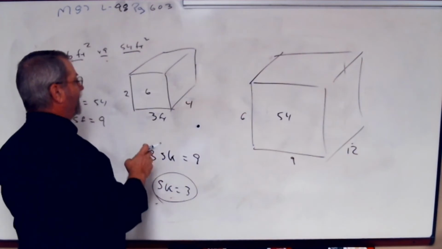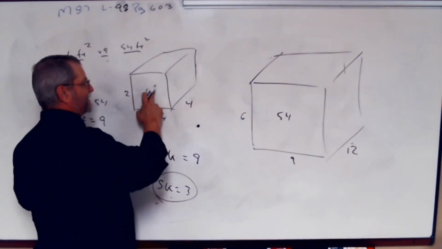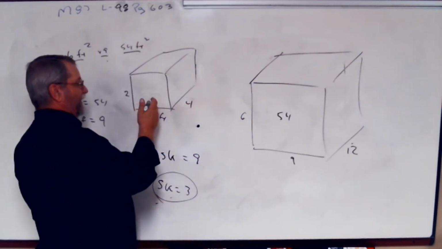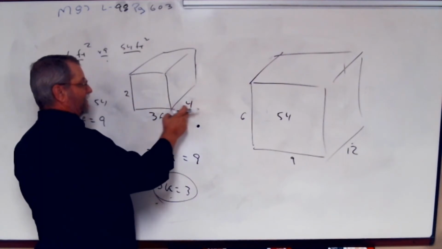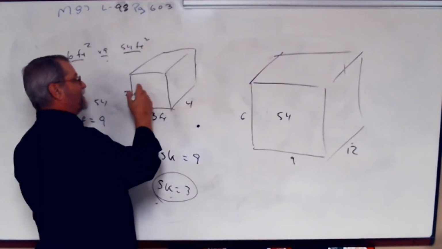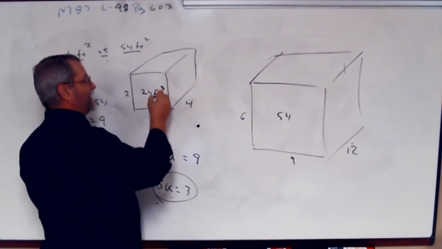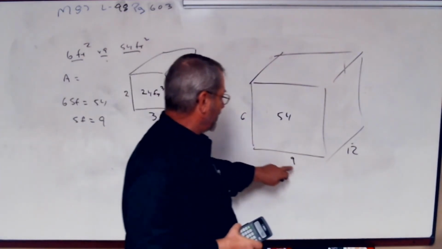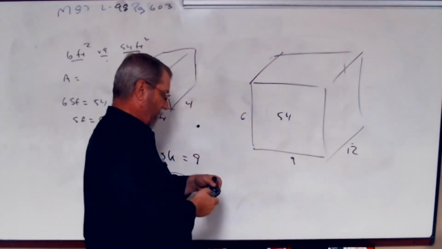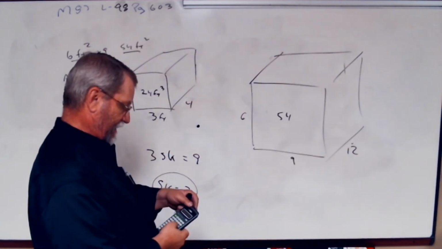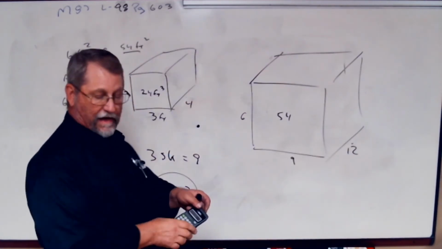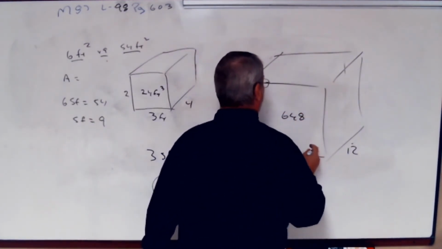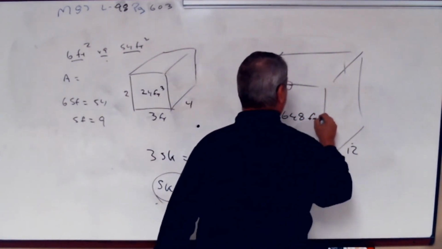Now, volume is this times this times this. Okay? 2 times 3 times 4. 12 times 4. The volume of this is 12 times 2, 24 feet cubed. All right? Now, I'm not going to try to do this one in my head because I can't. But if I take this times this times this, okay, over here, our volume is 6 times 9 times 12, 648. Okay, and this is feet cubed.